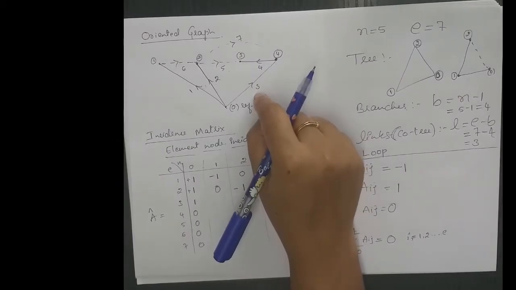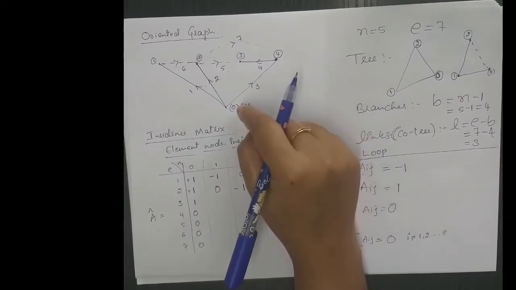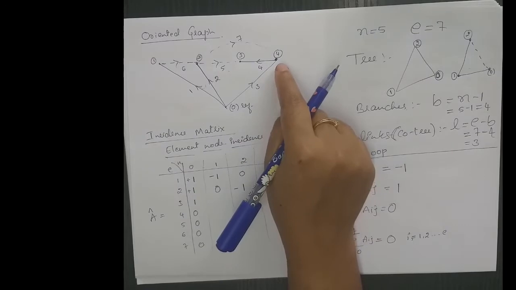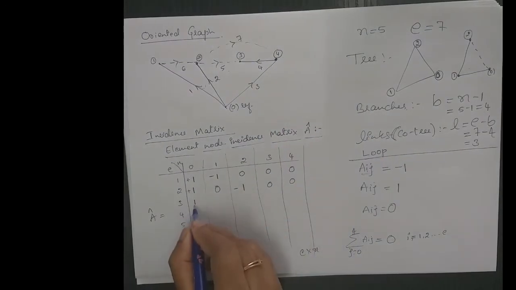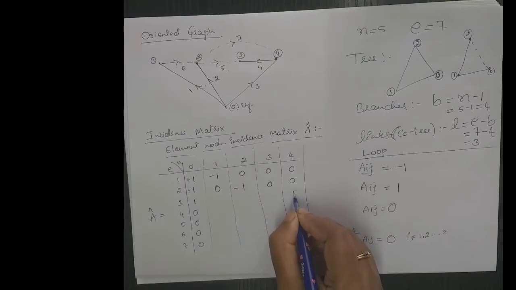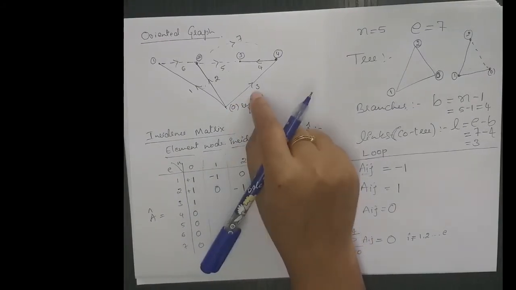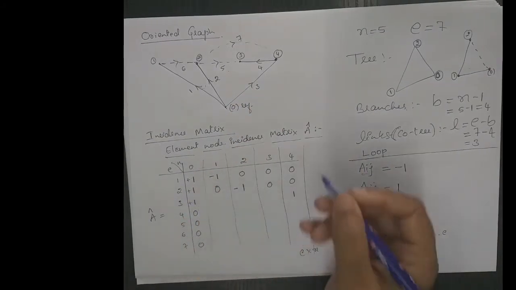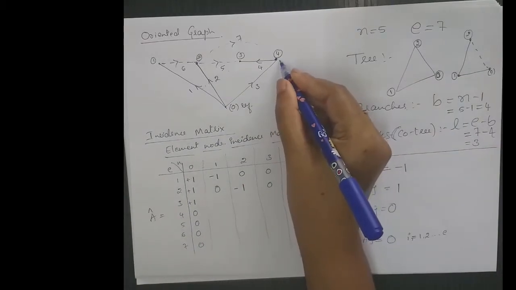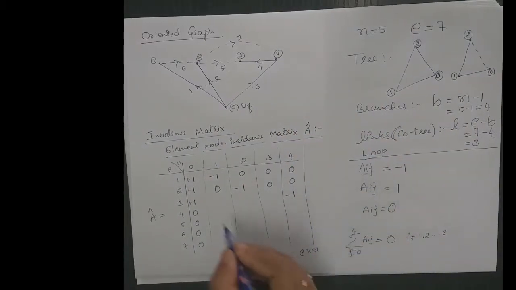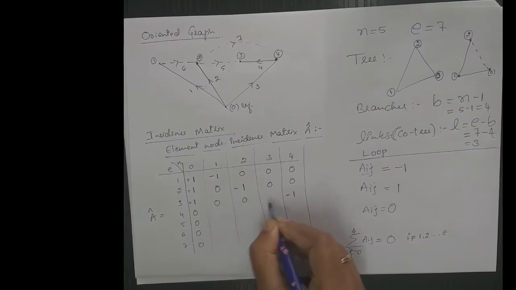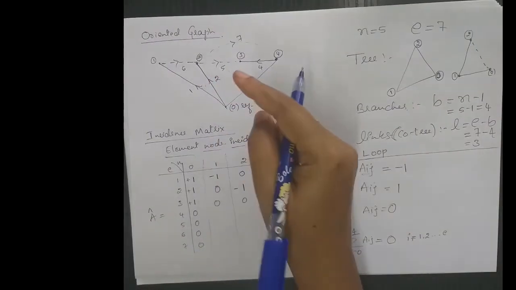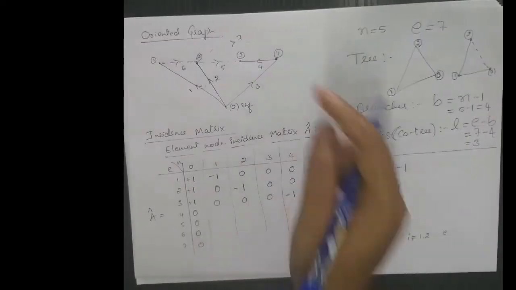Take the third element, which is incident to node 0 and node 4. It is away from node 0, so we take +1, and towards node 4, so take -1. The rest are all 0 because it is not incident to node 1, node 2, or node 3.